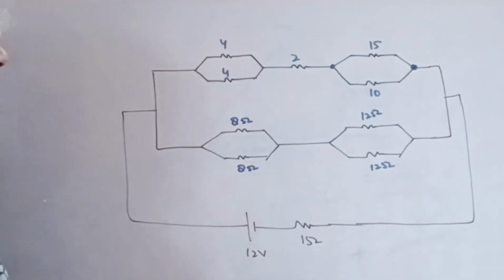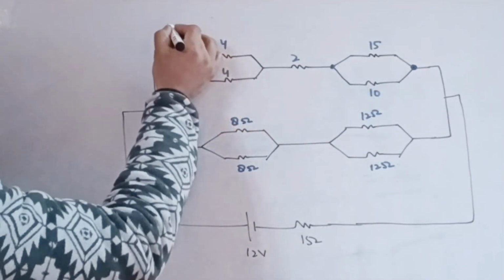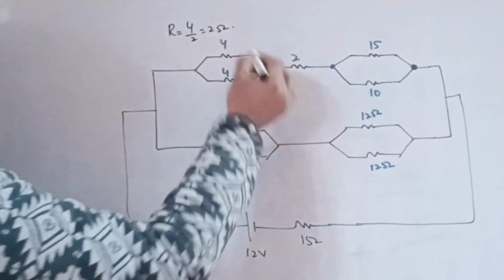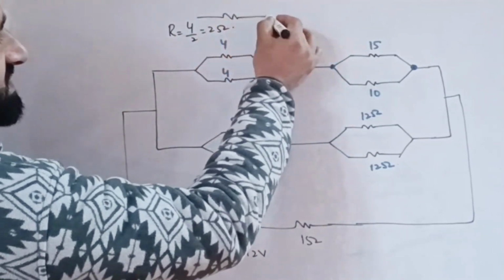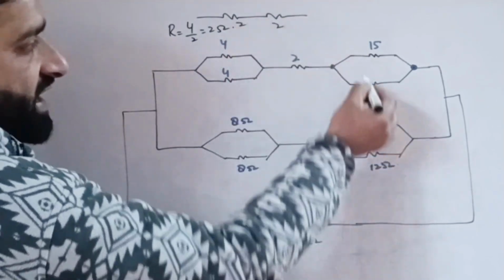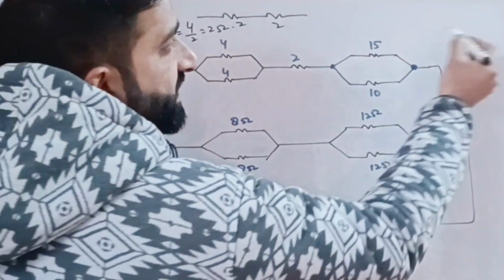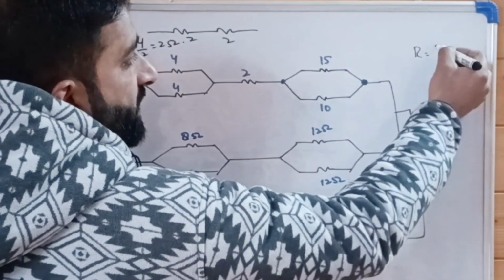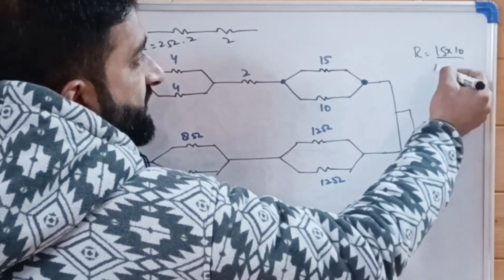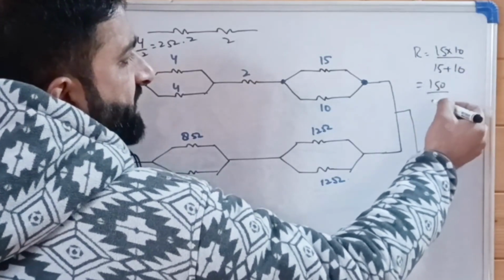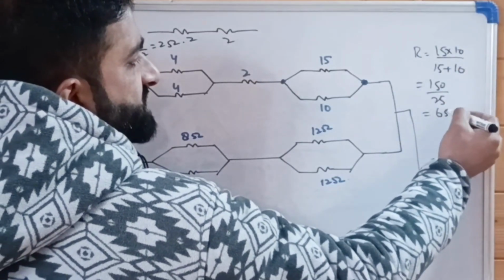Let us calculate here. The R equivalent will be equal to 4 divided by 2, that is 2 ohm. This is in series with 2 ohm, in series with another 2 ohm. We have 15 and 10 ohm in parallel. Equivalent resistance R is equal to the product 15 into 10 divided by the sum 15 plus 10, that is 150 divided by 25, that is equal to 6 ohm.